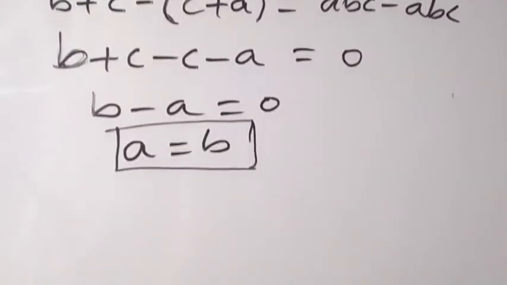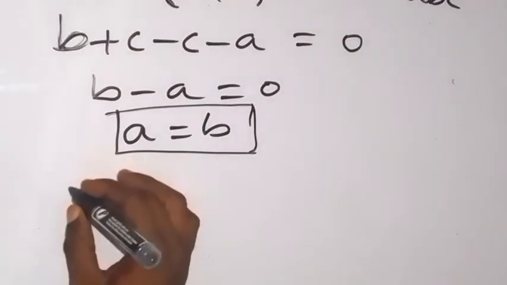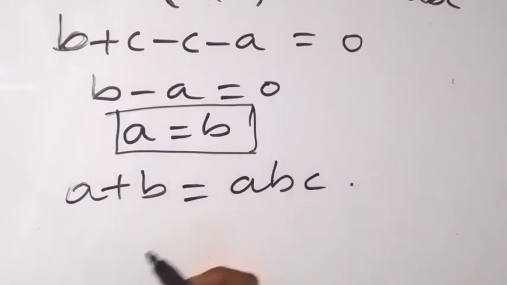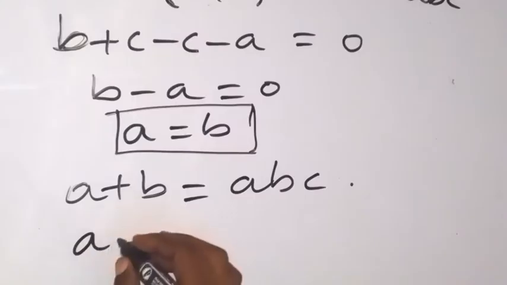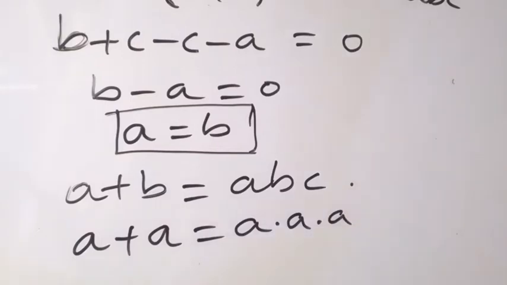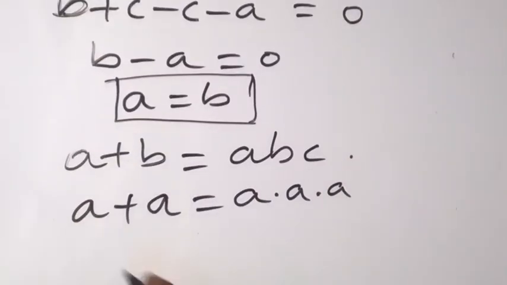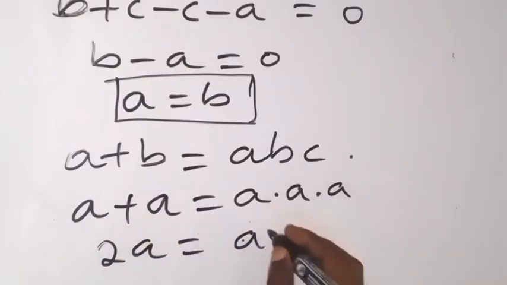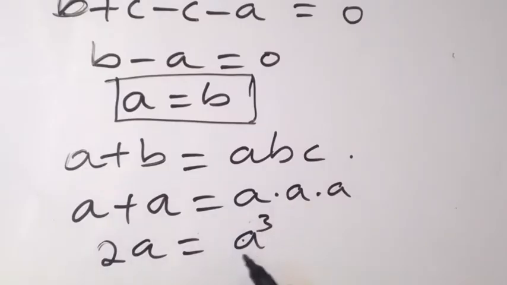Then from equation 1, we have that A plus B is equal to ABC. And since A is equal to B and equal to C, you can replace B and C, and say this is A plus A equals A times A times A. Since all the letters are equal, we can add this, we have 2A, and A times A times A, that's A raised to power 3. Let's take 2A to that side, so that this side will remain 0. We now have A raised to power 3, then minus 2A equals 0.